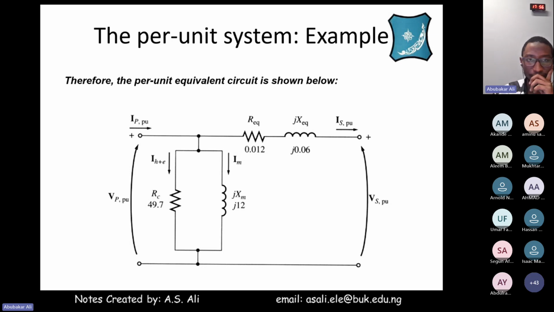Is that clear? So, is it clear or not? Almost. Not clear, sir. It's not clear.